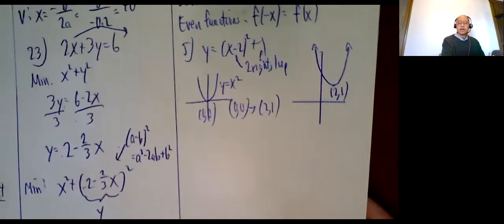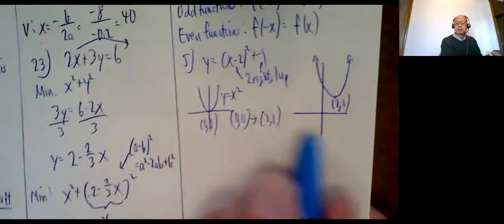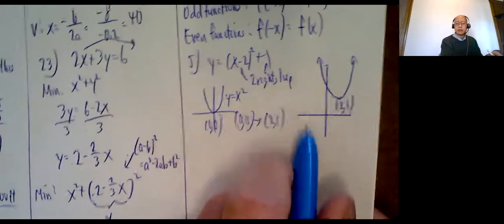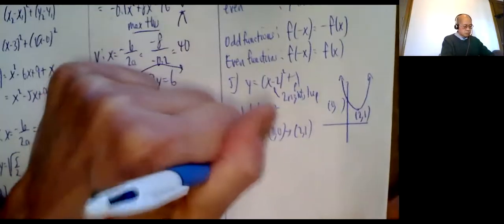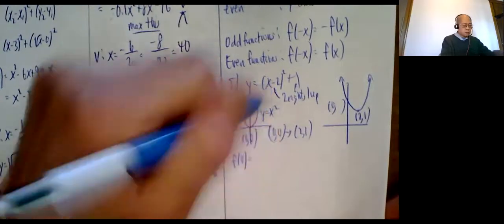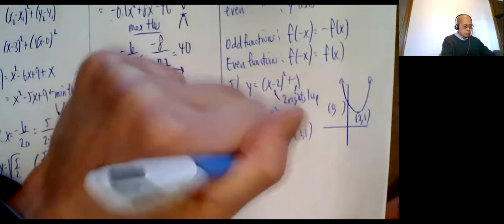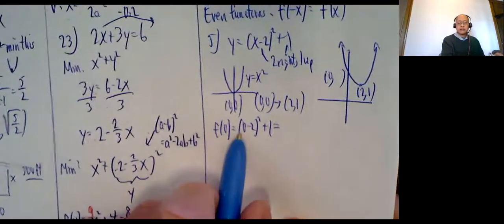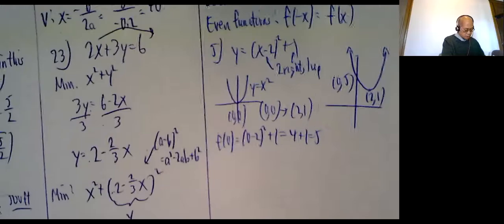Then it asks for intercepts. Well, there is no x-intercept, right? It doesn't touch down here. Y-intercept means x equals 0. So let's plug in 0. f of 0 is 0 minus 2 squared plus 1. Negative 2 squared is 4. 4 plus 1 is 5. So 0, comma 5 is the only intercept in this particular case.